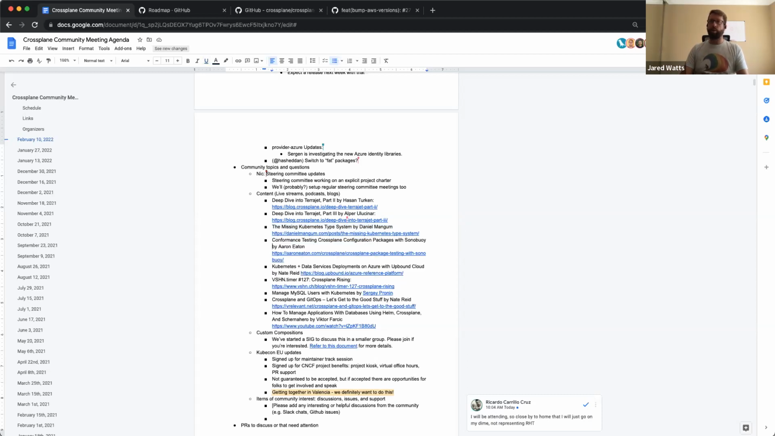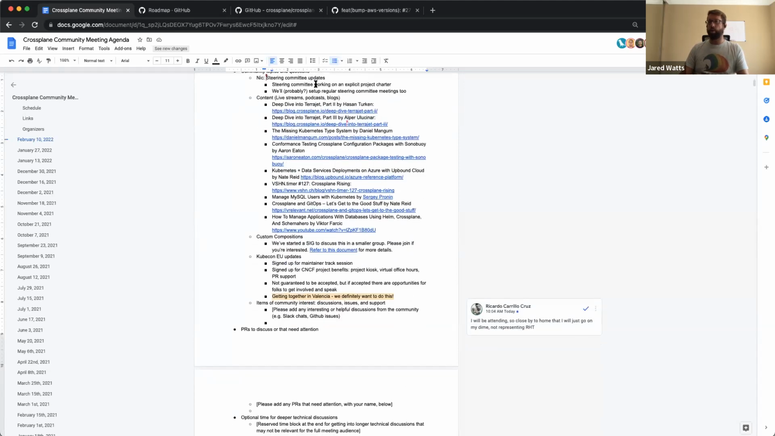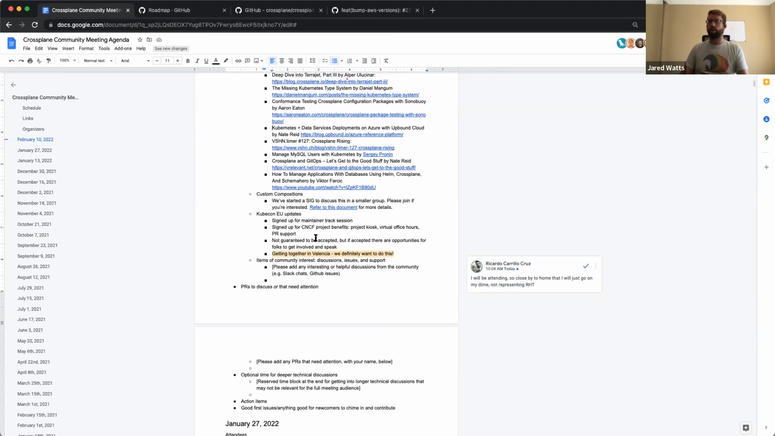And then Aaron has continued his series on testing Crossplane packages. He did a tester and development one that we had seen in the last community meeting, and now he's talking about performance testing and some strategies there. And then finally, Nate worked on a reference platform, a configuration package for Azure to join the other ones that we have, such as AWS, GCP, a multi-cloud Kubernetes one, etc. So you can read about that latest reference platform too. Some other great stuff there, obviously, so all the links are available.